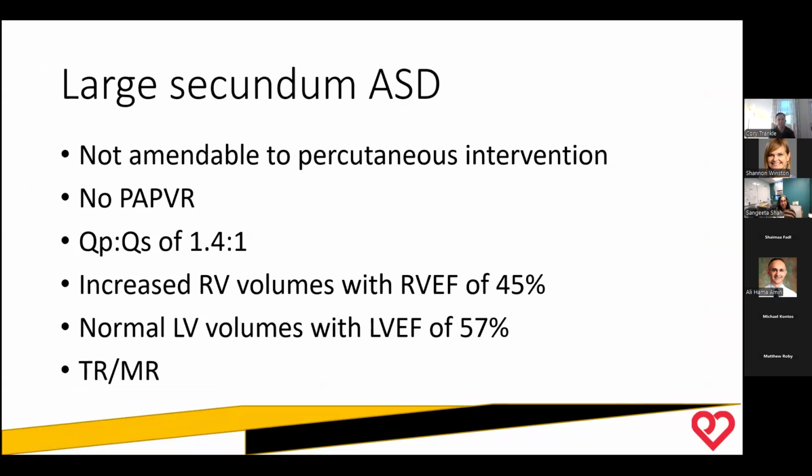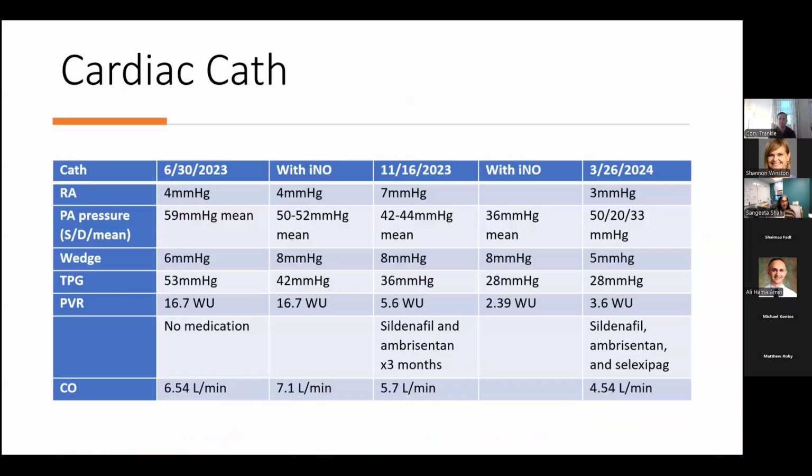So before we even did a TEE, we knew that there is a large secundum ASD, not amenable to percutaneous intervention because of the size. No anomalous pulmonary veins. QP:QS is 1.4 to 1, which we thought was a little bit low. Increased RV volumes with the RVEF doing not bad at 45%, and LV volumes were fine with an LVEF of 57. There's TR and MR noted.